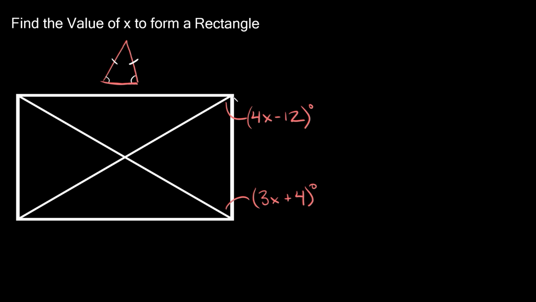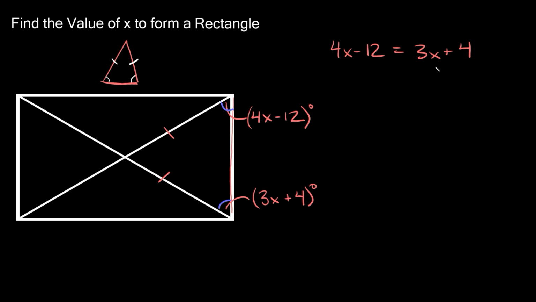So here we basically have our isosceles triangle. This is our base, and then these are our two sides. So this side is congruent to this side. Again, that would mean this angle is congruent to this angle. So to solve for x for this one, we can simply set these two equal to each other. We can say that 4x minus 12 is equal to 3x plus 4.